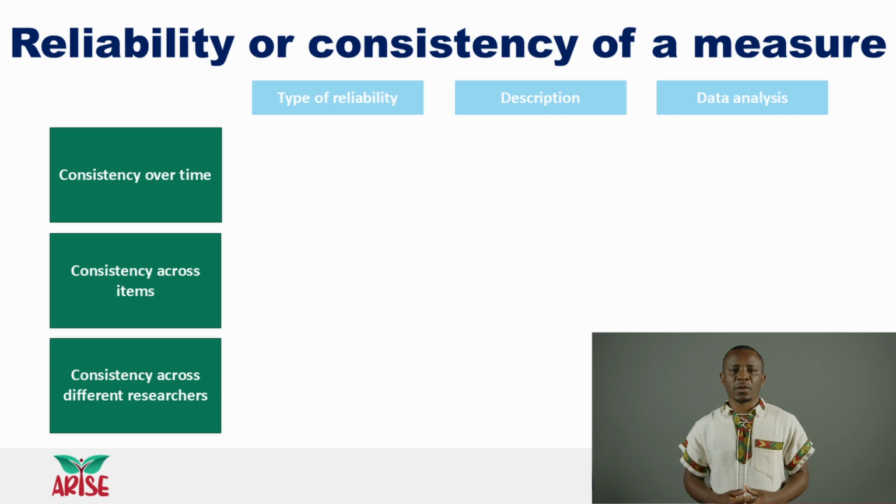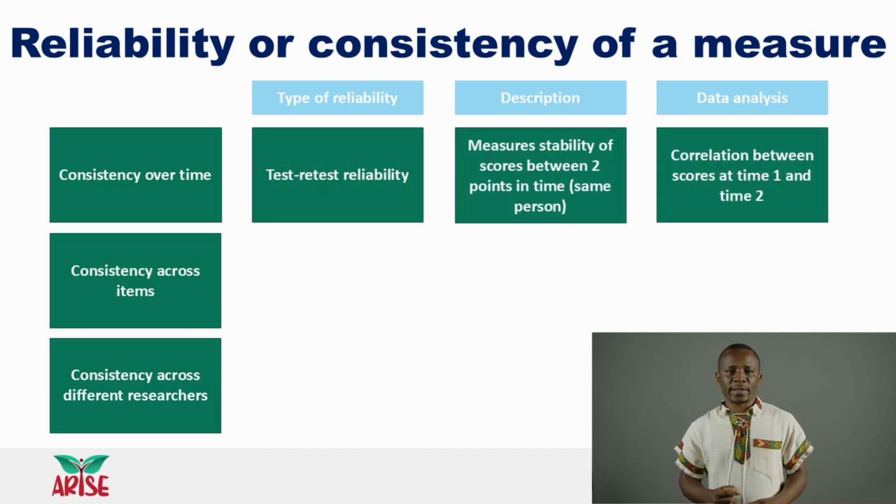Let's take a look at reliability. Reliability refers to the consistency of a measure. We consider three types of consistency, namely test-retest reliability, internal consistency, and inter-rater reliability. Let's go through this one by one.